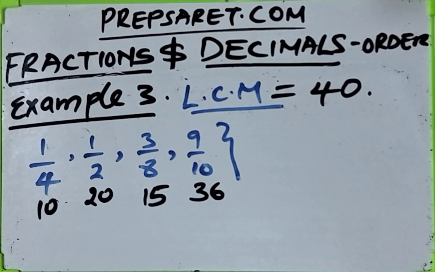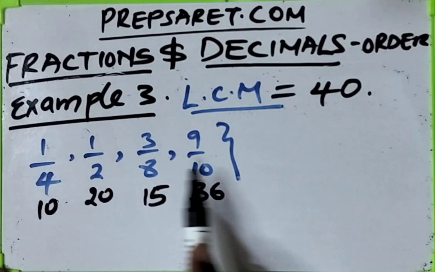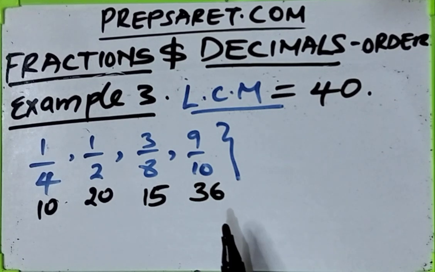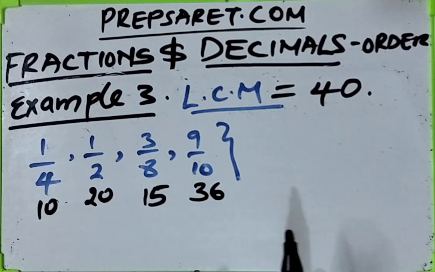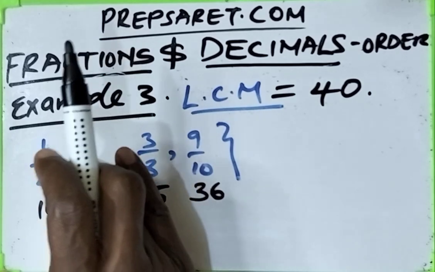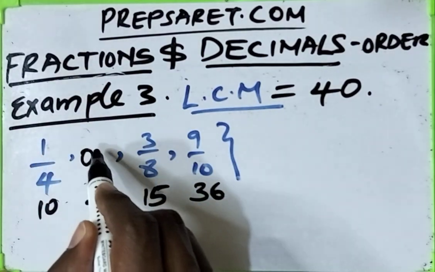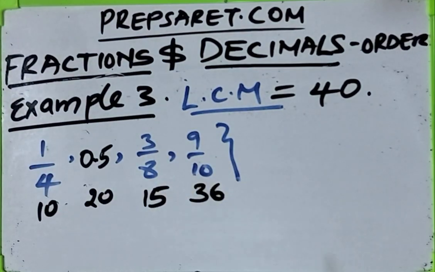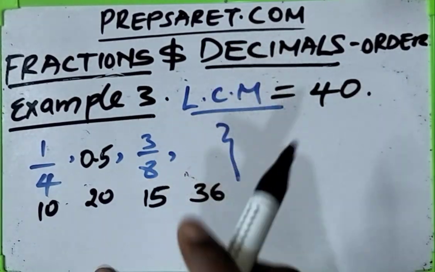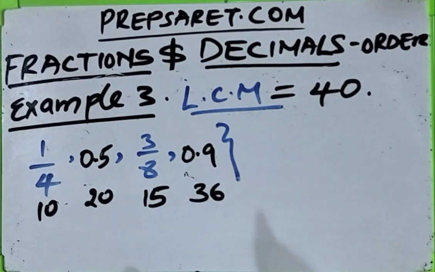So the corresponding values for these fractions are the ones we shall use in determining which is the largest and of course the smallest. In this case, I would want us to go back to our fractions. Remember, this one half was 0.5, right? And this 9 over 10 was 0.9. It's good we go back because we have already used the fractions to find these values.